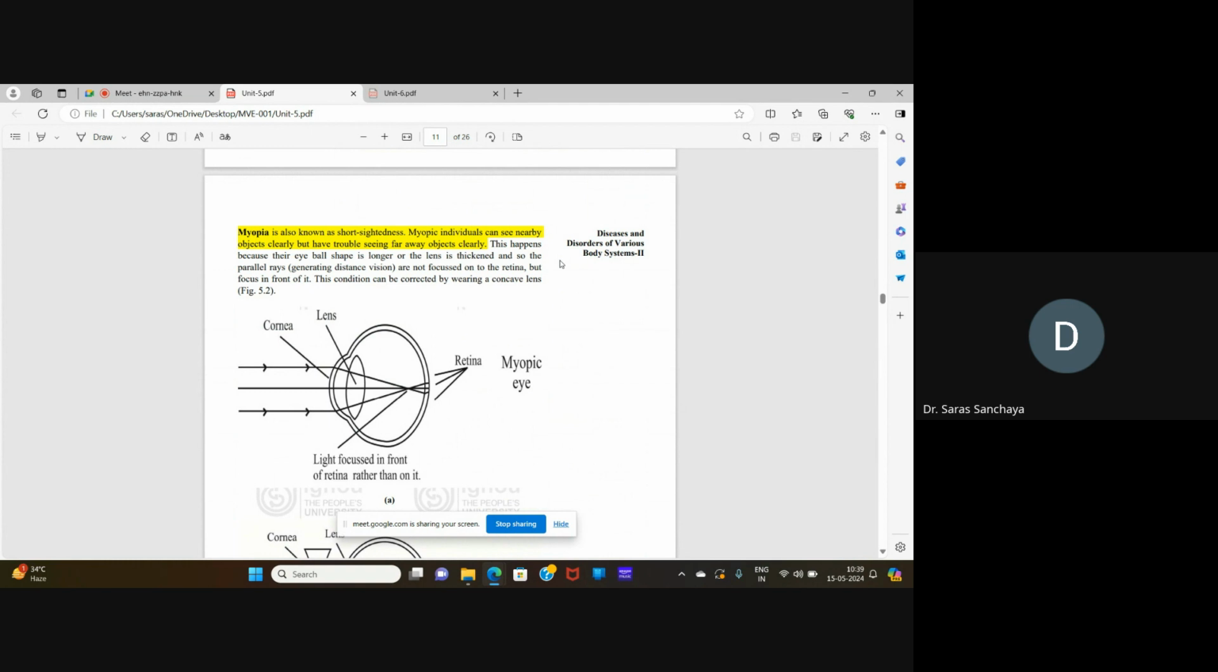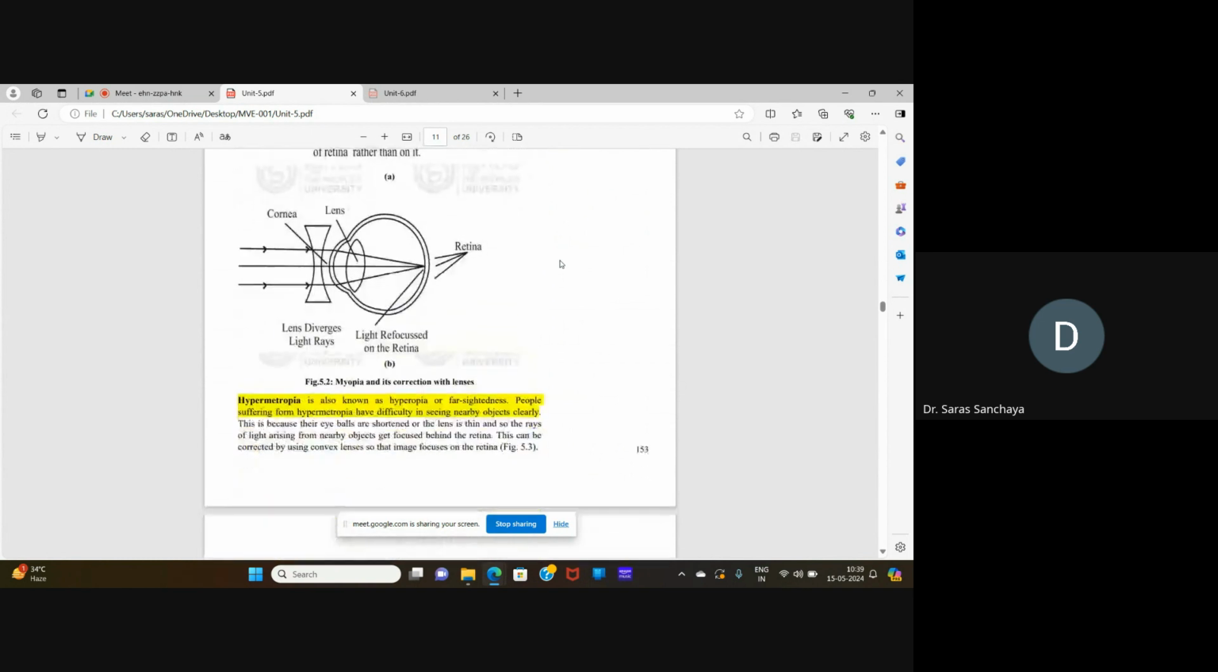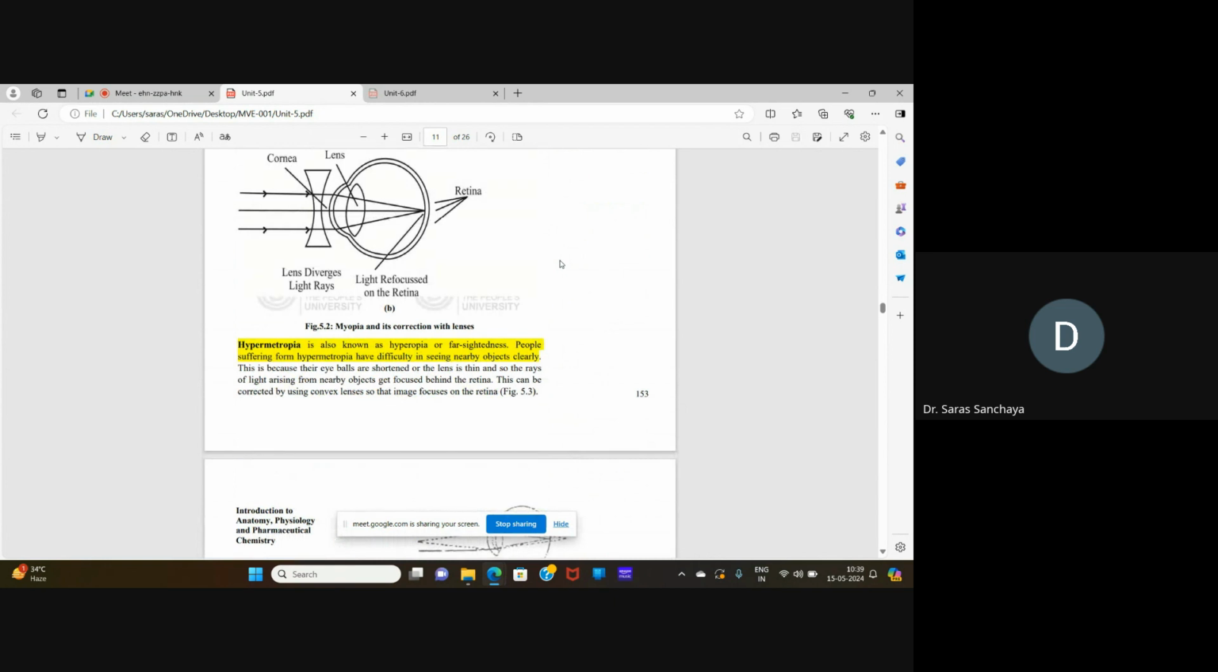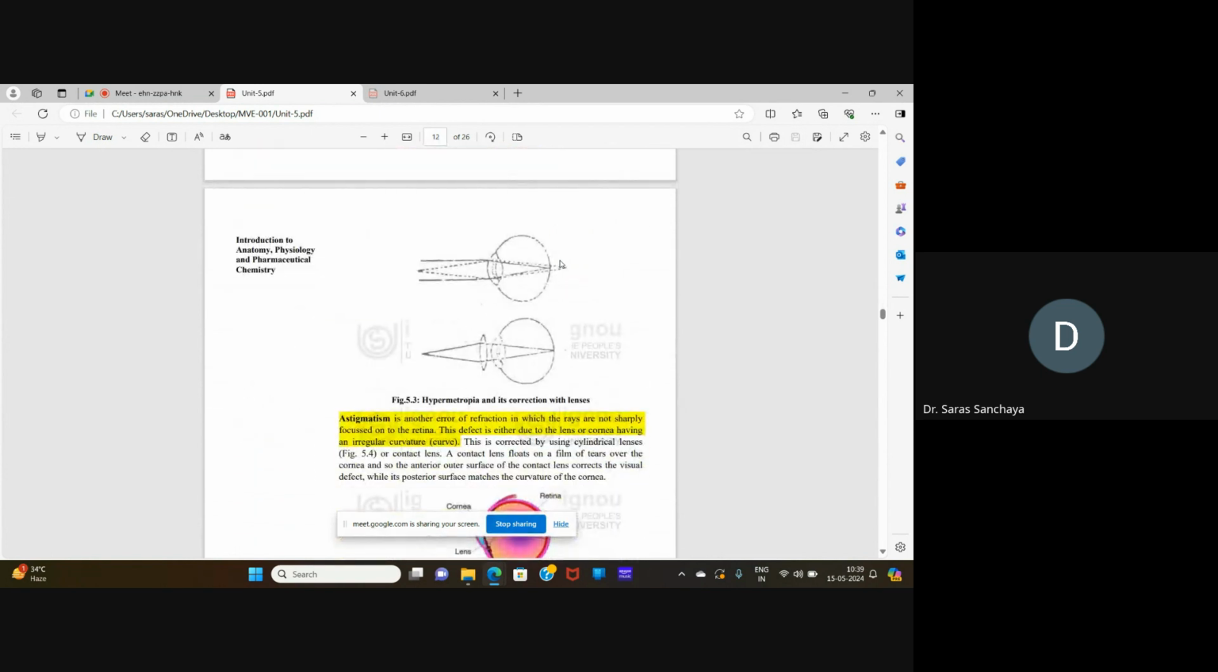So in myopia, the object is seen before the retina, so we need a lens to correct the defect and we can see the image properly on the retina. Then hypermetropia is also known as hyperopia or farsightedness. People suffering from hypermetropia have difficulty in seeing nearby objects clearly. In this, the image is formed away from the retina.